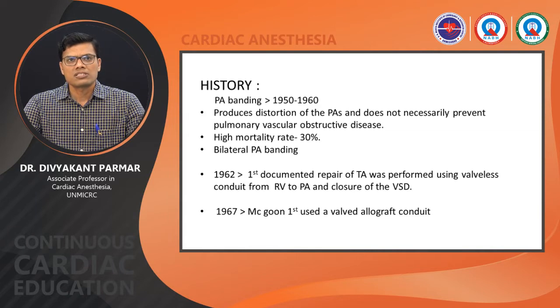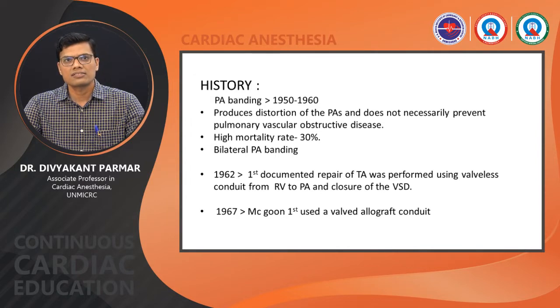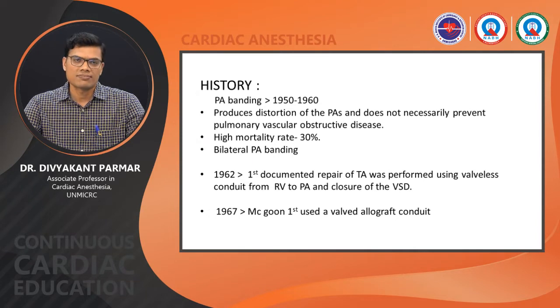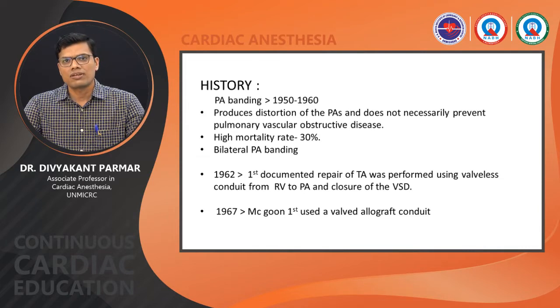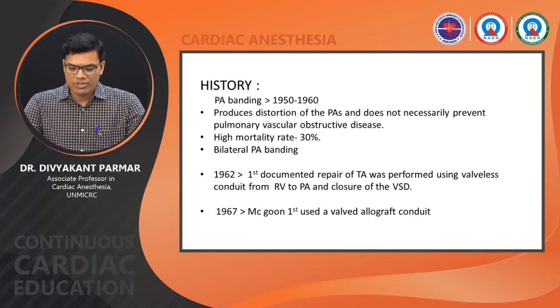But some cases of bilateral PA banding have been reported in cases where there are contraindications for patients going on CPB, like sepsis or recent intracranial hemorrhage. In 1962, the first documented repair of truncus arteriosus was performed using a valveless conduit from RV to PA and closure of the VSD. Then in 1967, McGoon first used a valved allograft conduit between RV and PA.